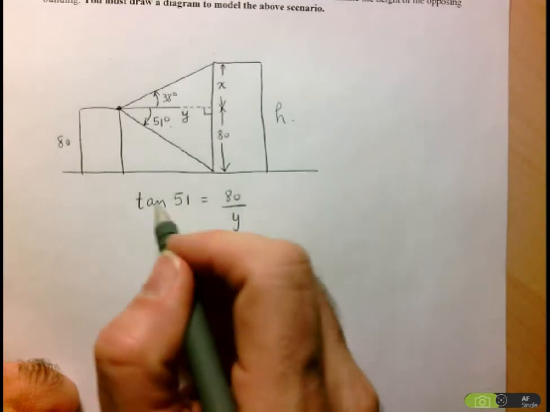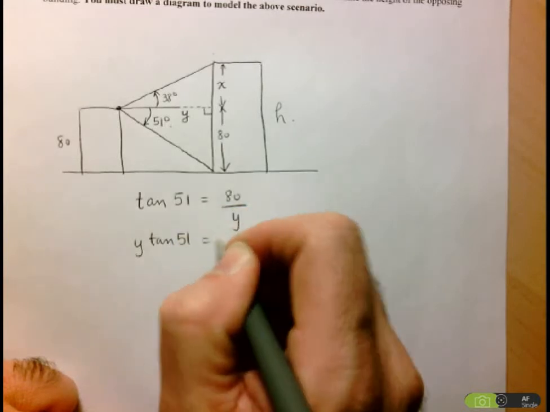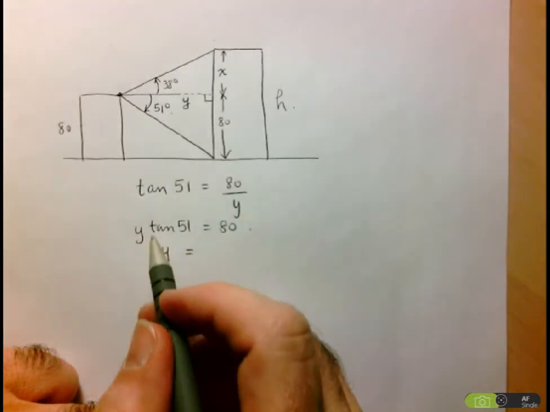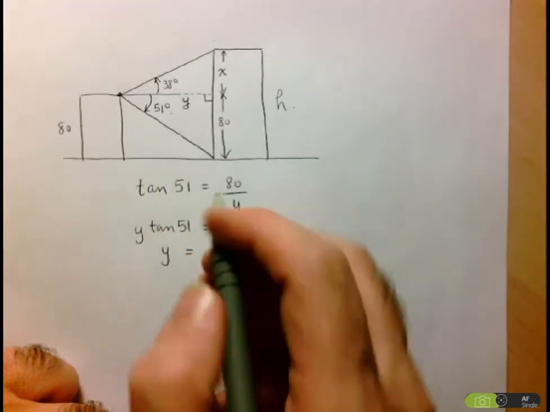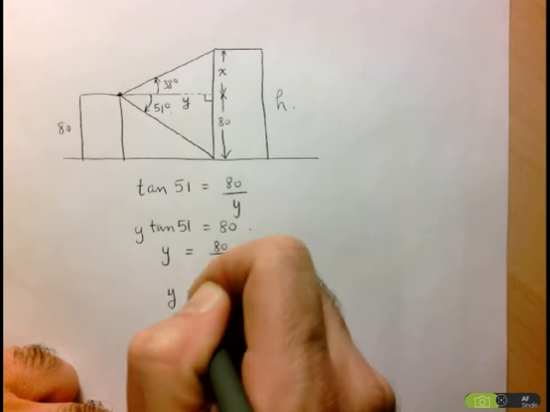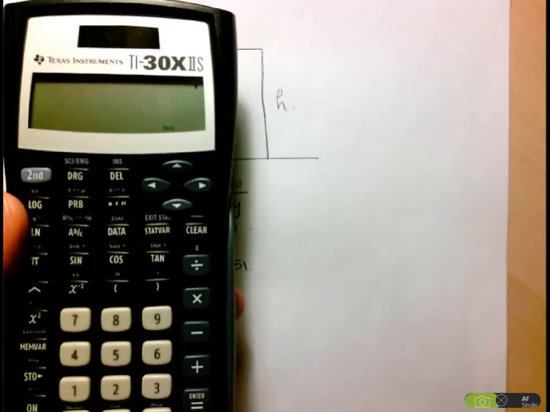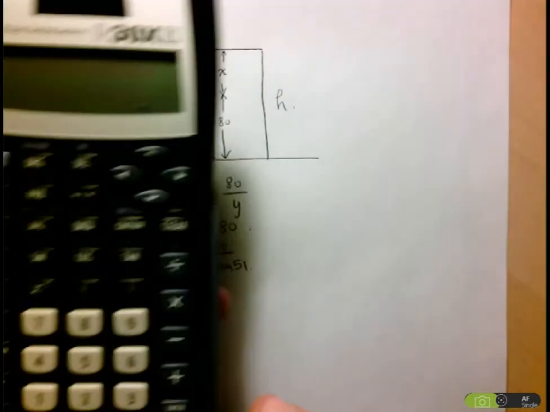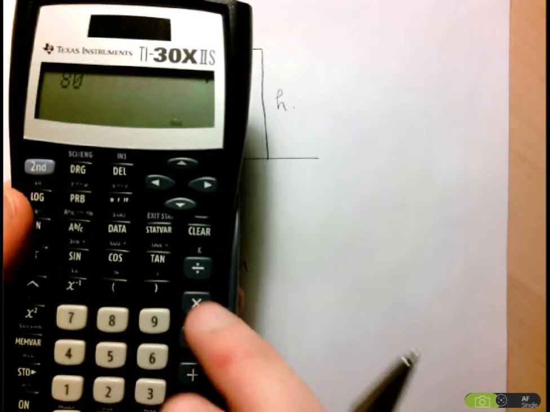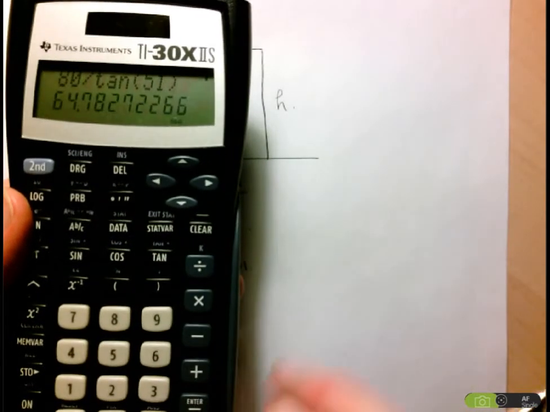First I'm going to multiply it to the other side so I can get it into the numerator. And now I have to isolate the variable that I'm looking for, and here, since tan 51 is being multiplied, I'm going to have to divide it to the other side. Now I can calculate y. So let's get our calculator here, and let's try to get it so you can see it. We have 80 divided by tan of 51, and we've got here 64.78.